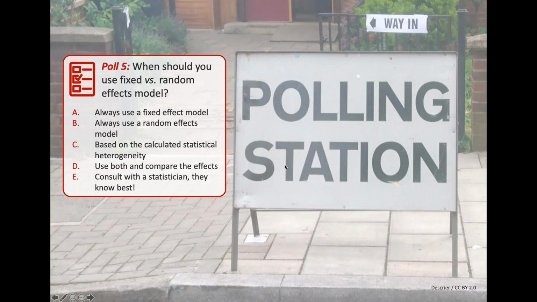So when should you then? Well, let's look at our final poll of the webinar. When should you use fixed versus random effects? A, should you always use a fixed effect because it gives you narrower confidence intervals? B, should you always use random effects because it's going to be more conservative? C, based on the calculated statistical heterogeneity that you obtain? D, use both and then compare the effects afterwards? Or E, consult with a statistician, they know best.